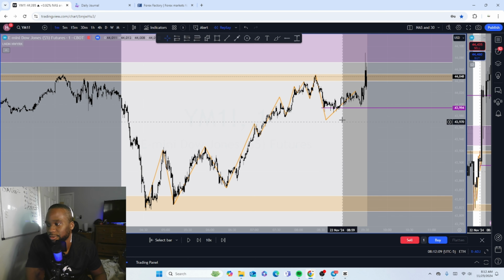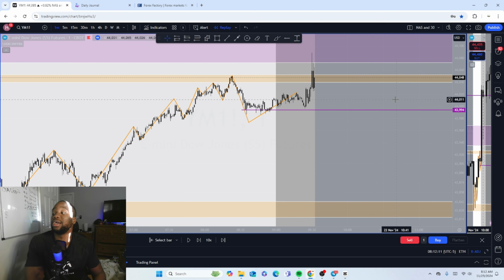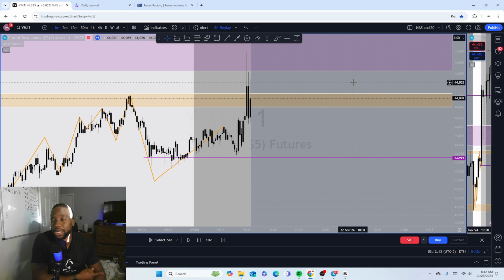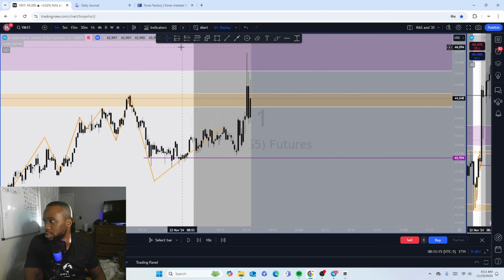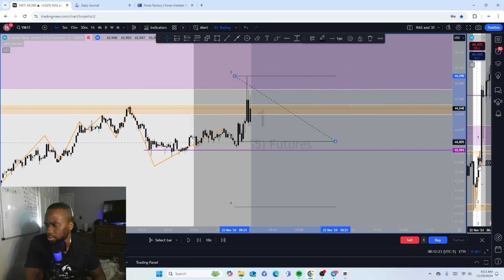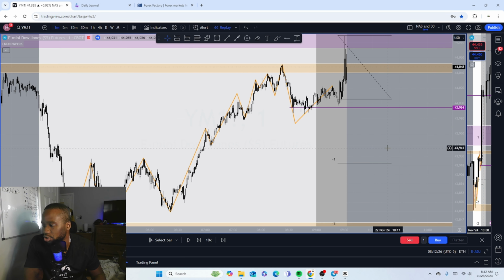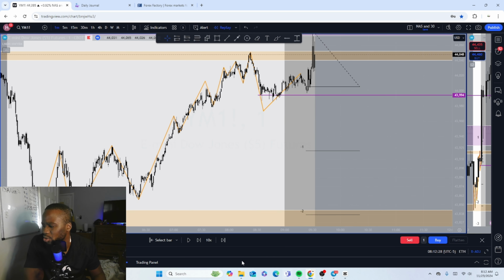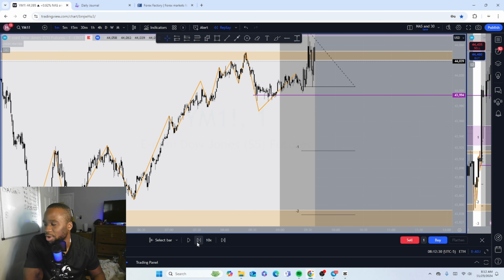So I should have waited for this low to be broken, but I didn't. I was impatient and I wanted a trade pretty fast, which resulted in an L. I think I tried to catch something like this. Yeah, I tried to catch this first trade, try to catch an easy 1-1. You'll see how price did.